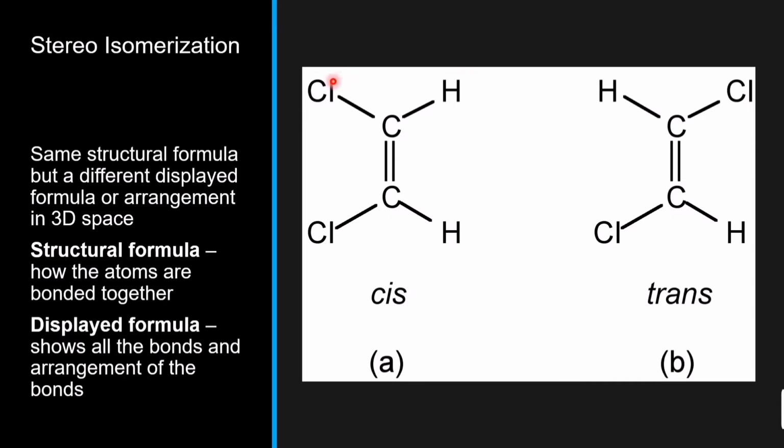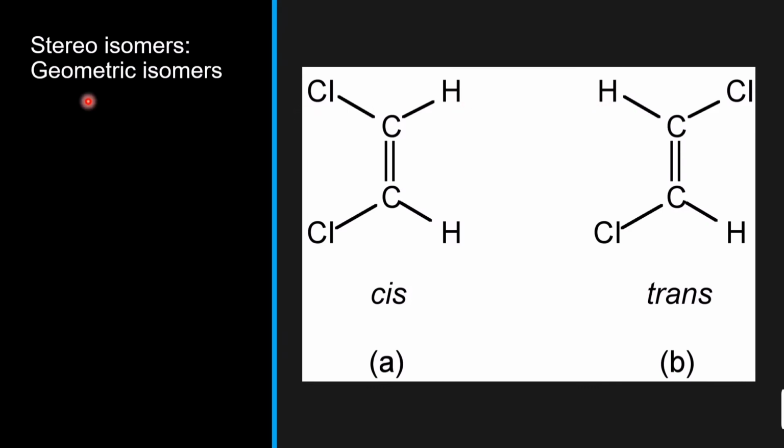So as you can see here, on both carbons in these molecules there are a hydrogen and a chlorine, so they have the same structural formula, how the atoms are bonded, so both of these atoms are bonded to this carbon in both of the molecules. Our displayed formula is different because the arrangement of the bonds is different. So in 3D space, this chlorine is over here, while on this molecule, the hydrogen is over here.